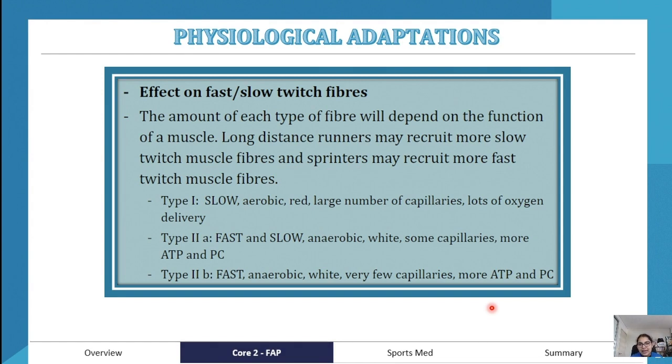Type 2A is when we've got fast and slow muscles. They're anaerobic, white, they have some capillaries, and more ATP and PC as well. Finally, we've got type 2B. Type 2A was fast and slow, so we did have that mixture, whereas type 2B is when you've got fast, anaerobic, white muscle fibers, very few capillaries, but more ATP and PC production.